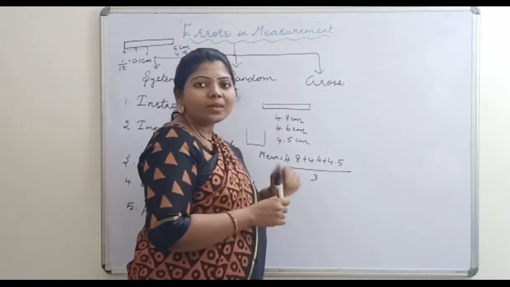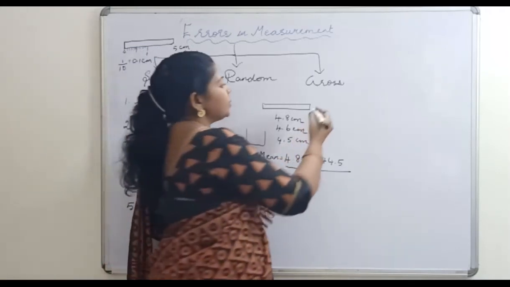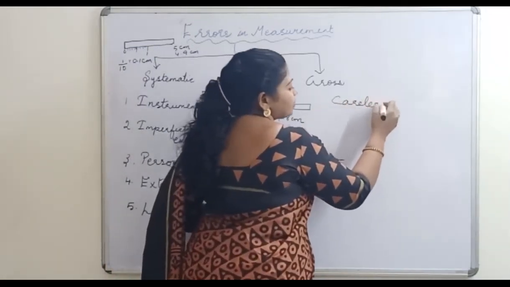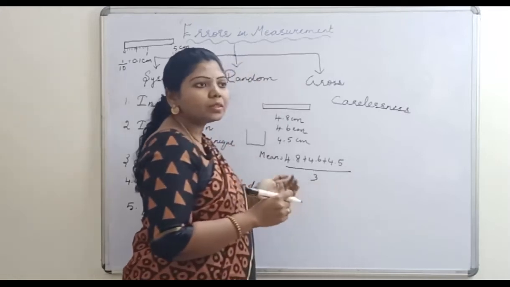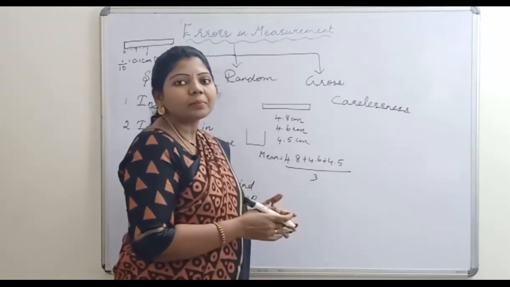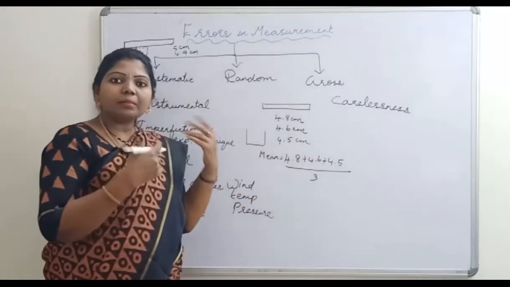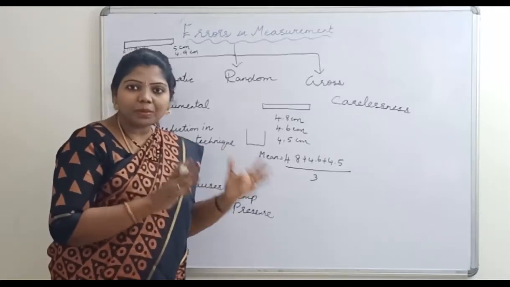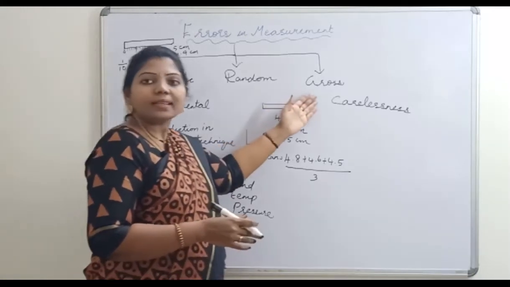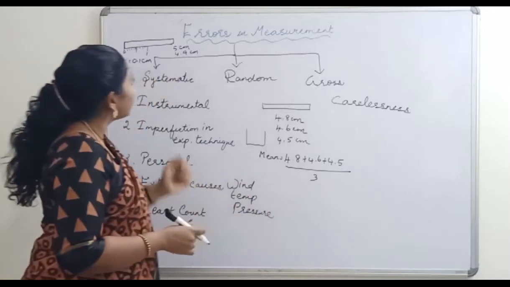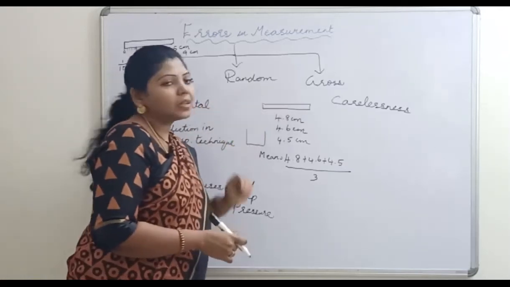Next is gross error. What is this gross error? Gross means it's the total error, and it is mainly due to the carelessness of the observer. The person who is doing the experiment, due to him only this gross error arises. If in the beginning of the experiment he doesn't set up the experiment properly, and he takes down all the readings wrongly, then this gross error occurs. So we have seen the errors in measurement: systematic errors, random errors, and gross errors.